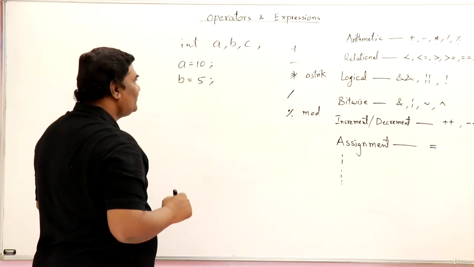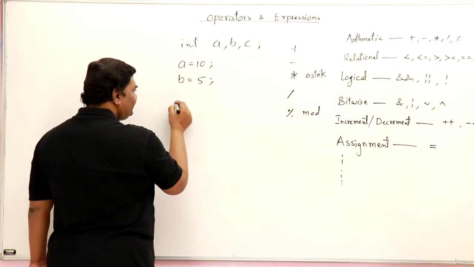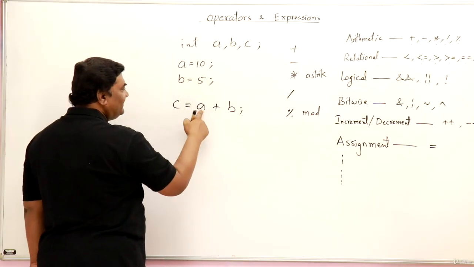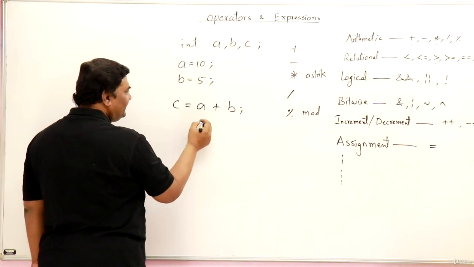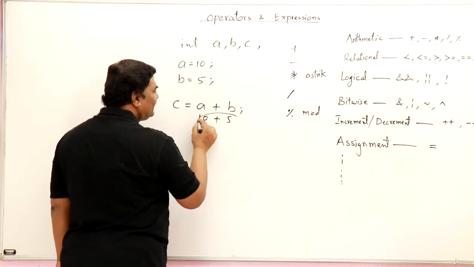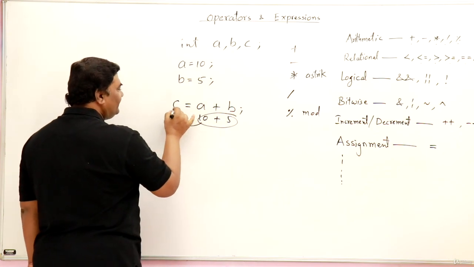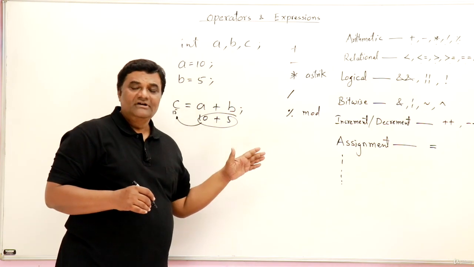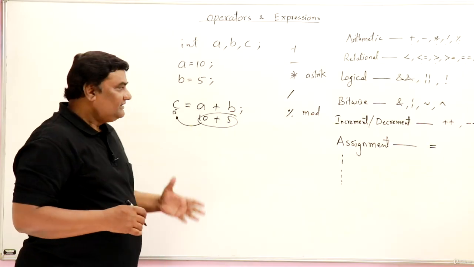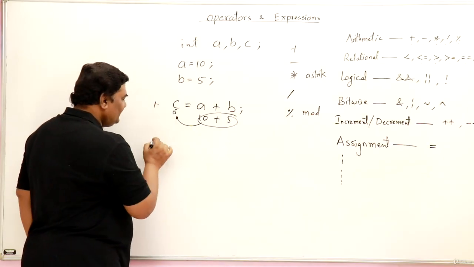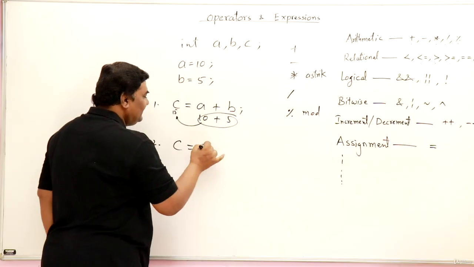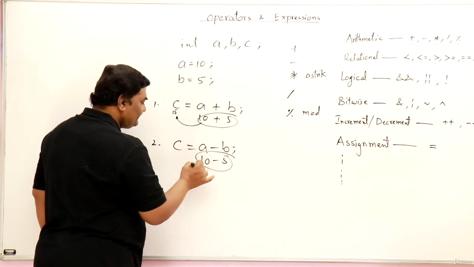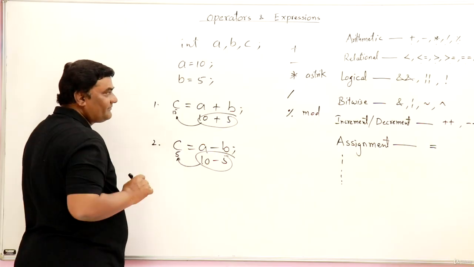Now let us perform those operations. First one, if I say C assign A plus B, then the values of A and B are added and the result is stored here. So this is 10 plus 5 and the result is 15, which is stored in C. This is how it works wherever you use it in your program. We'll be using it afterwards. Now if I use C assign A minus B, then this is 10 minus 5 and the result is 5, which is stored here.